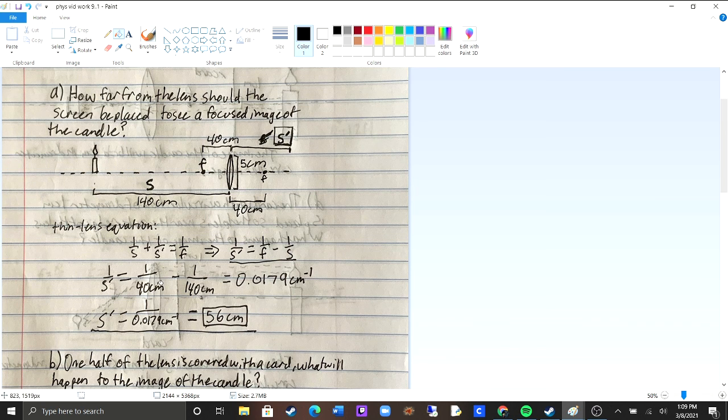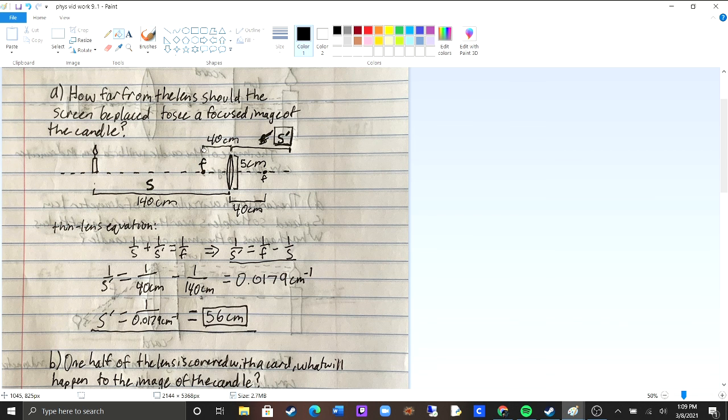So if we plug in these, we get that 1 over S prime equals 0.0179 centimeters to the negative 1, and then we just take 1 and divide it by that, and it gives us S prime, which is 56 centimeters. So 56 centimeters is how far away from the lens the screen needs to be placed for the image to be focused.